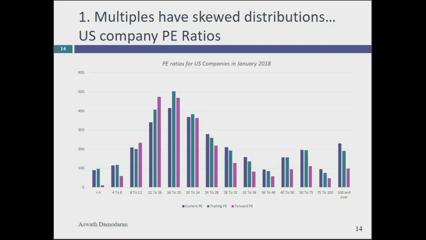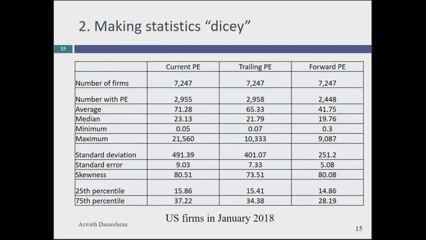Here's how it's going to play out. I actually computed the descriptive statistics on each of these numbers. So basically, if you look across, there were 7,247 companies in my sample. I computed the current PE, the trailing PE, and the forward PE. And if I look at the average PE across all stocks at the start of 2018, that average was 71.28.